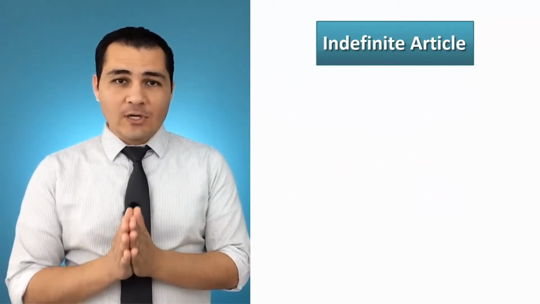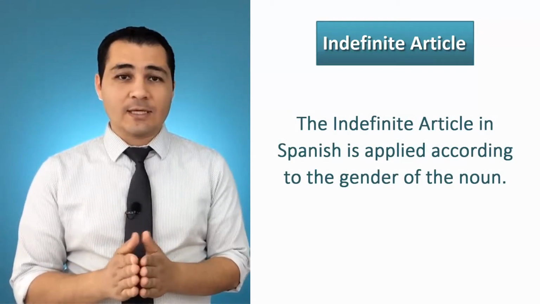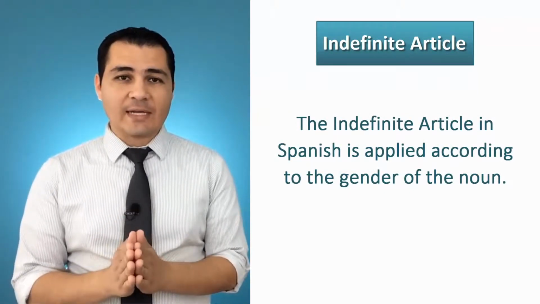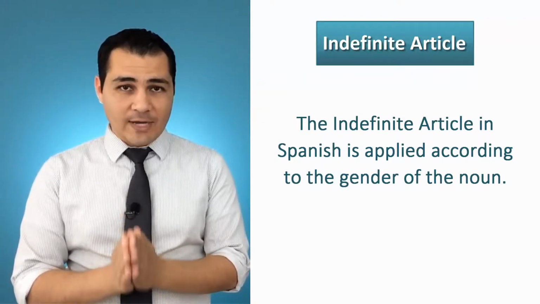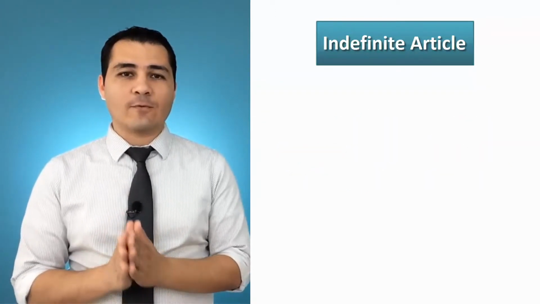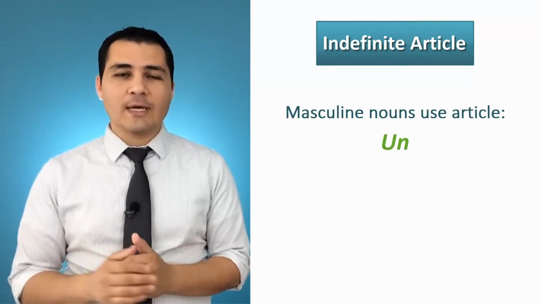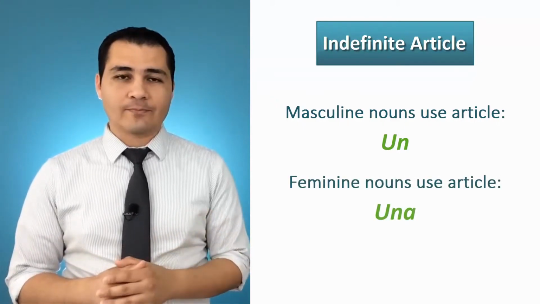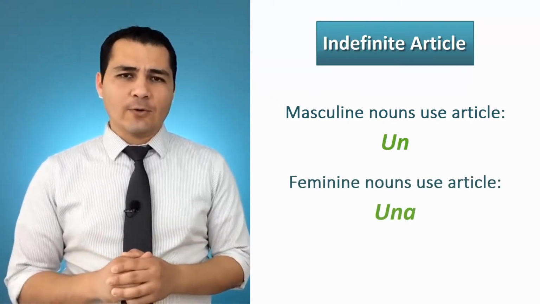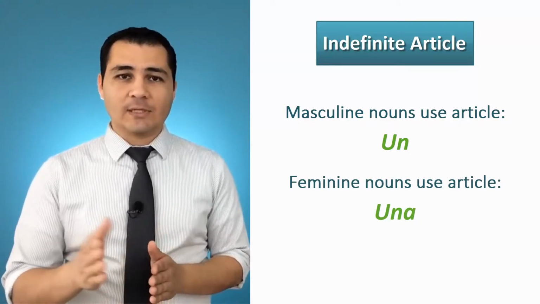Now, the indefinite article in Spanish is applied differently than it is in English. In Spanish, the application of the article depends on the gender of the noun. That means that for masculine nouns, we use indefinite article un, and for feminine nouns, we use indefinite article una. Now, how do we distinguish between feminine nouns and masculine nouns? Let's take a look.